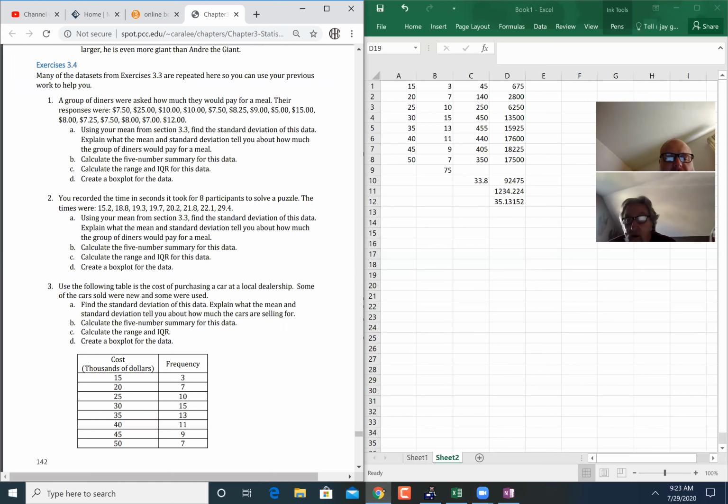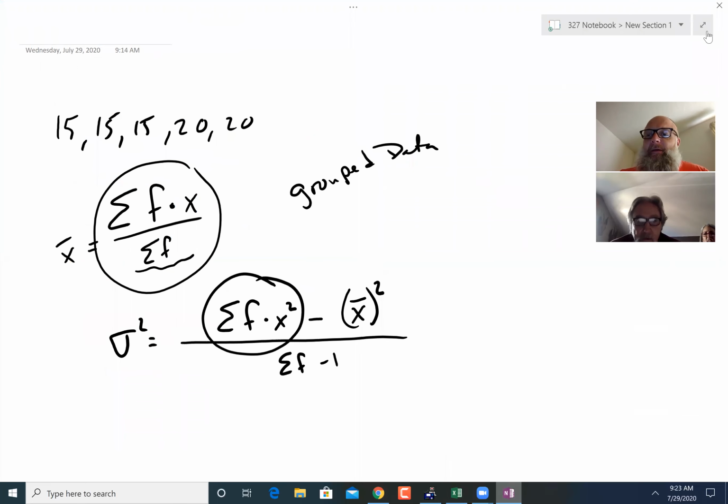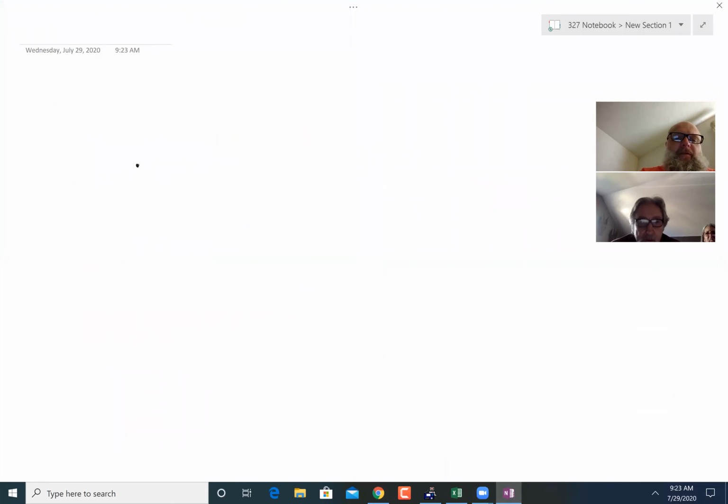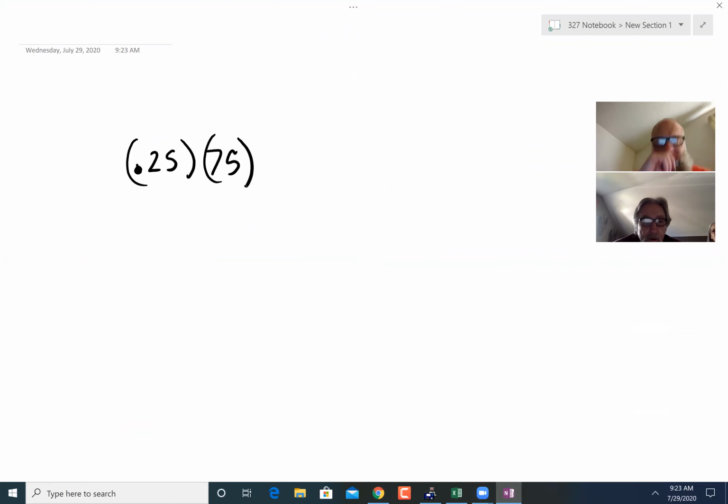What's that? So let's look at this thing here. Let's take a look at this for a second and see what's going to happen. We said there's 75 of them, right? So when I look at that, I say to myself, all right, I need the 25th percentile. So the 25th percentile of 75 is what? Well, I don't know. Let's ask Betsy.